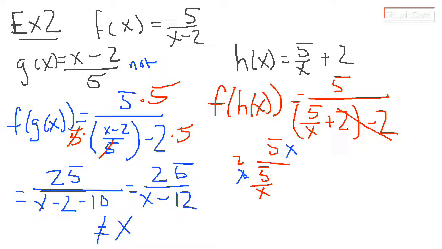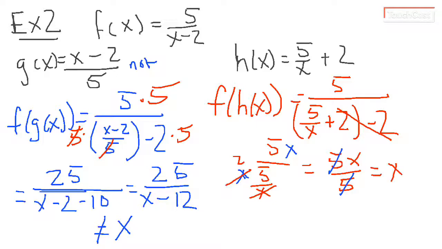Multiply by x, because then in our denominator, these x's will cancel each other out. And we're going to have 5x over 5. And then our 5's will actually cancel each other out. And we'll be left with just x, which is what we wanted.